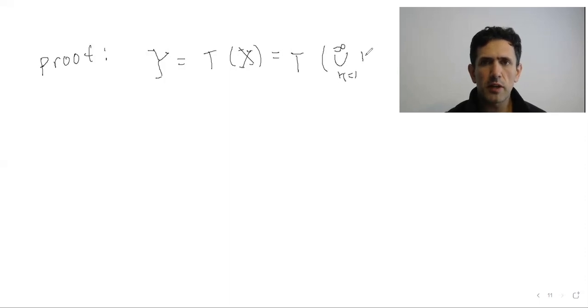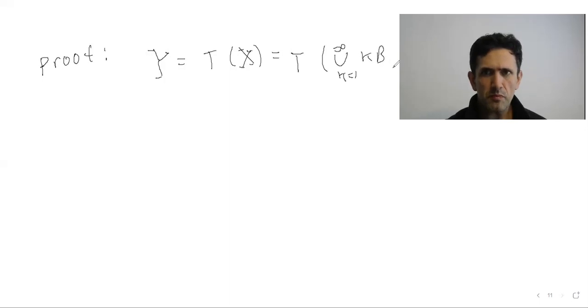And particularly, you can exploit linearity to get what you want. Now, of course, just 299 stuff, you can pull out the union from T of the union: the image of a union is the union of the images. T of the ball of radius k in X.